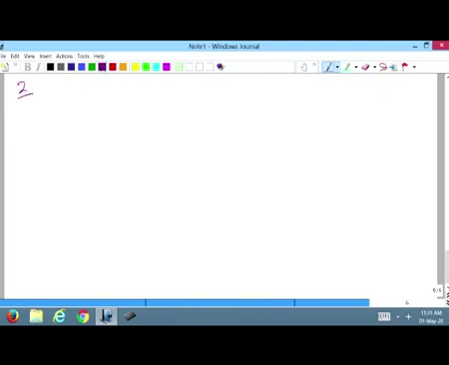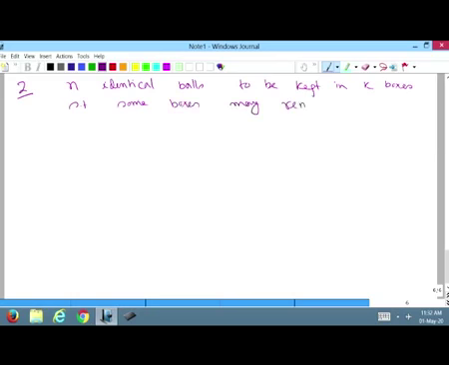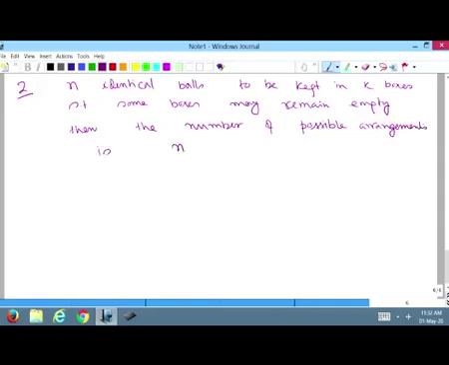And the second formula was a similar setup. n identical balls to be kept in k boxes such that some boxes may remain empty, then the number of possible arrangements is n plus k minus 1 C k minus 1.